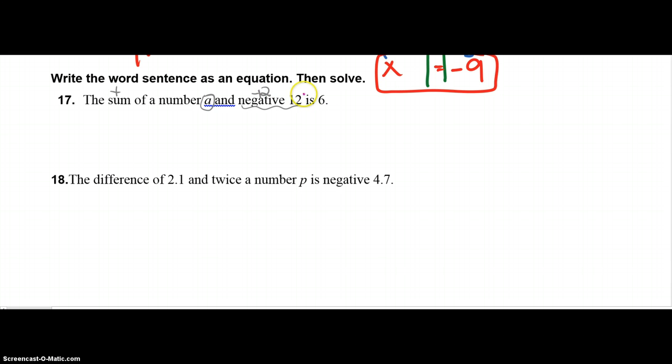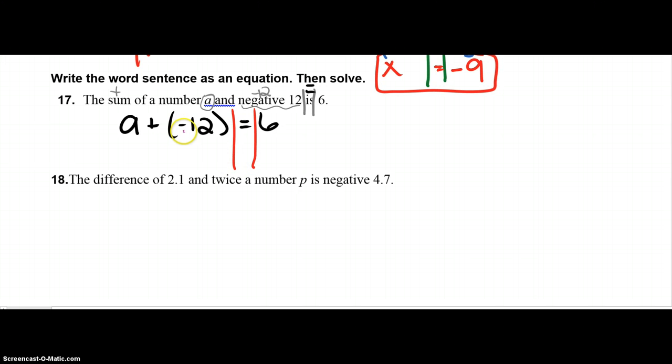is 6. Now, I always like to put the 2 lines around my is because that is actually my equal sign. Remember, is in math means equals. So the sum of the letter or the number a, the a plus a negative 12 is or equals 6. So here we have a plus negative 12 equals 6. I'm going to do railroad tracks here.